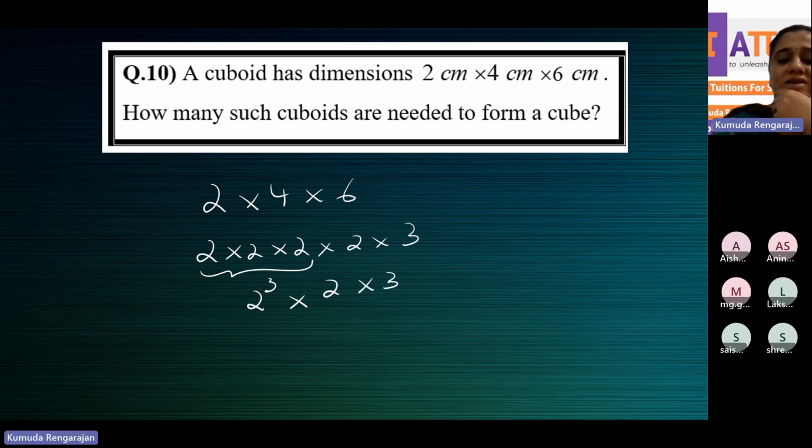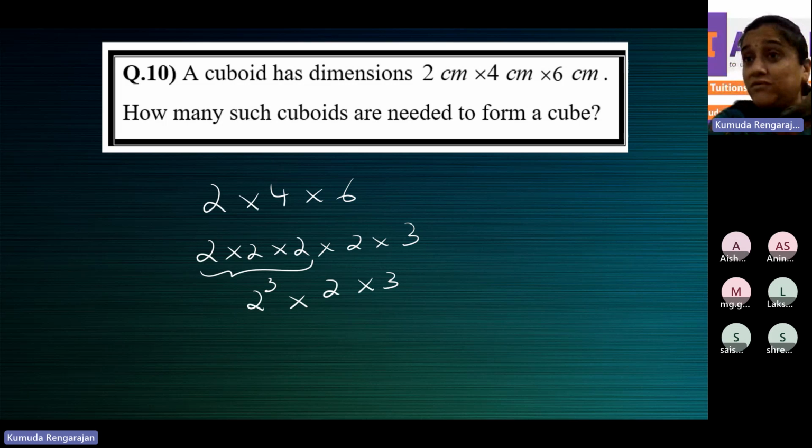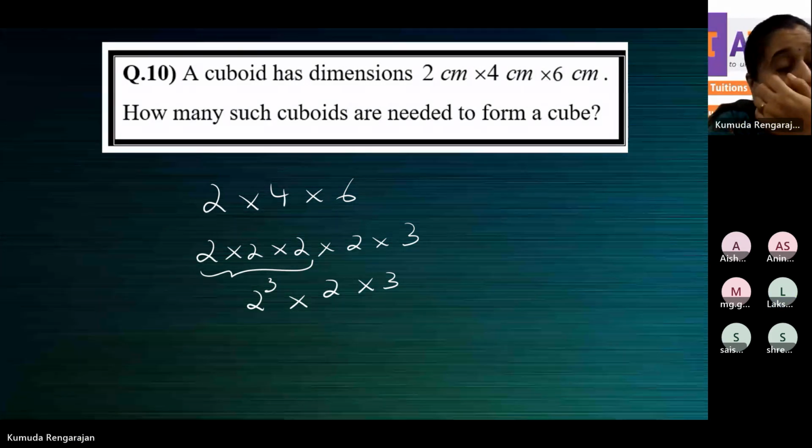Now answer this question, children. What is the least number by which this expression is to be multiplied to make it a perfect cube? Multiplied by 6, ma'am. No. Perfect cube. Did I say perfect square? I said perfect cube.